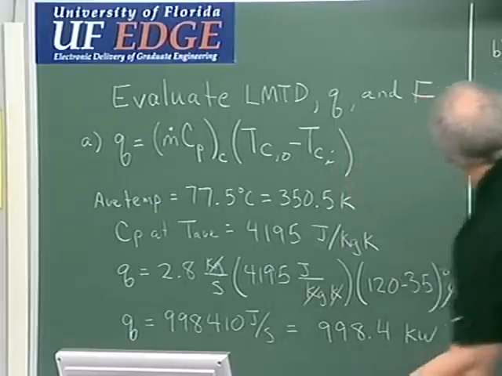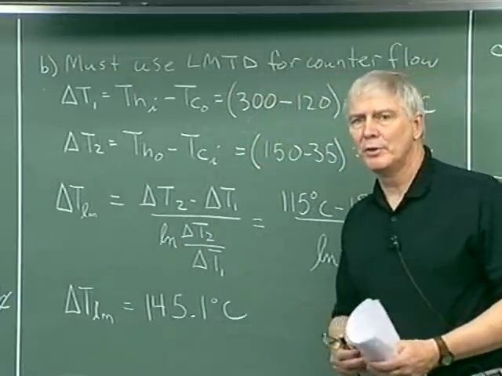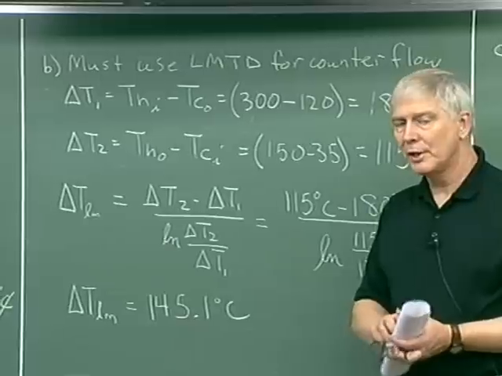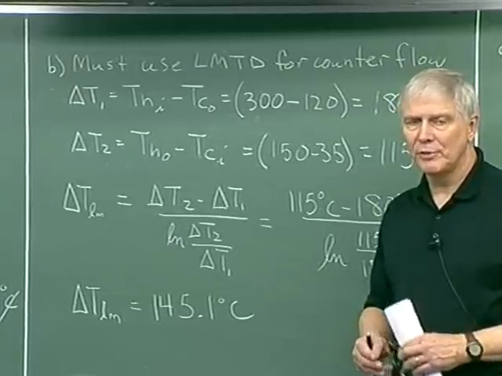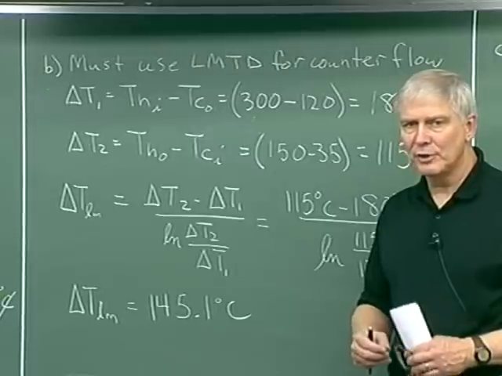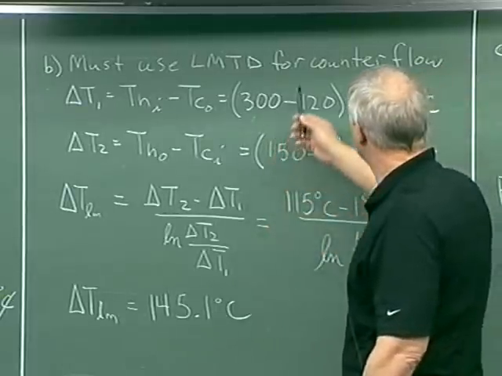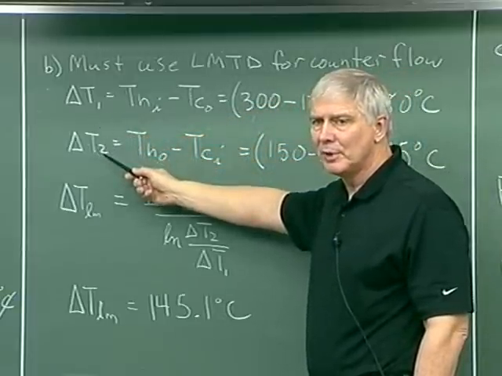The next step, then, is to determine the log mean temperature difference. If we're going to determine the correction factor for this flow, or any type of shell and tube heat exchanger, we need to know the log mean temperature difference, and we're going to get that for a counterflow situation in a parallel pipe heat exchanger. So to get the log mean temperature difference, we have to get delta T1 and delta T2.